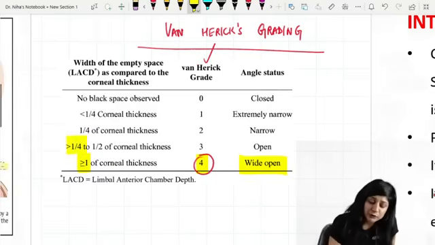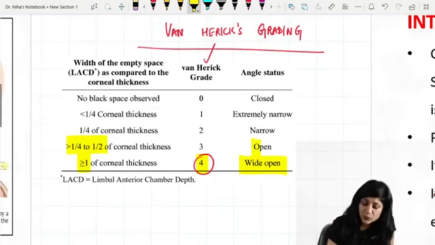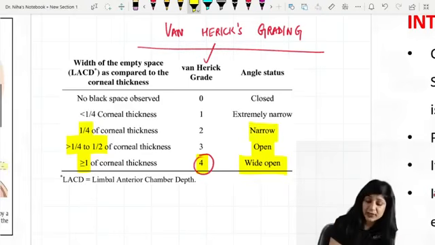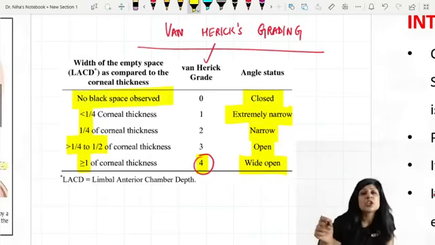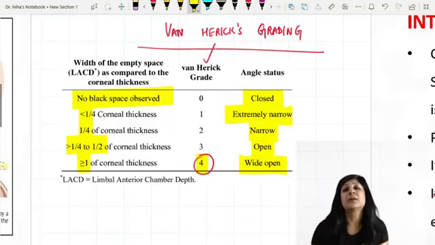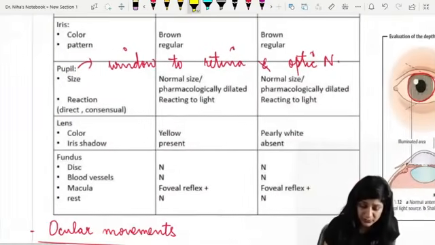If it is 1/4 to half, then it is going to be open. But if it is equal to 1/4, then it is narrow. If it is less than 1/4, then it becomes very narrow and then extremely closed. So this is how over the slit lamp we can compare the depth of the anterior chamber with the corneal thickness. That is also one way of doing things. So you have to check for the anterior chamber depth.